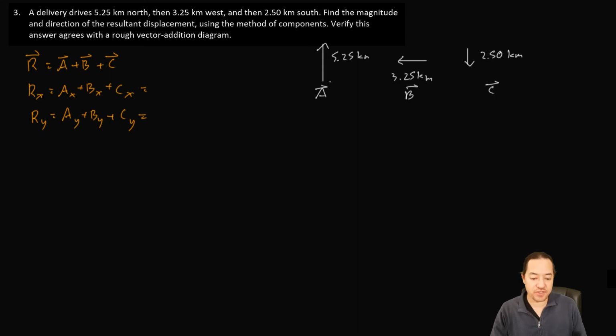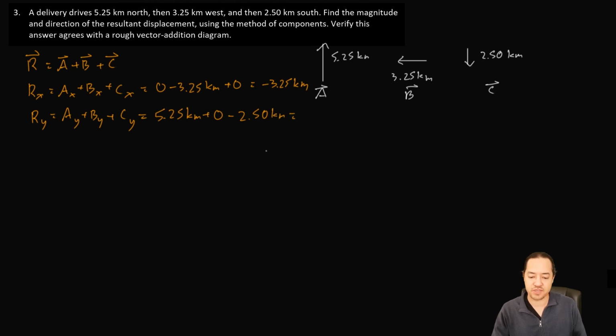So A sub x is going to be 0, right? B sub x is going to be negative 3.25 kilometers, and C sub x is going to be 0. So we've got our component here already for R sub x, and that's going to be negative 3.25 kilometers. Good, not too bad. In the y direction, A sub y is going to be positive 5.25 kilometers. B sub y is going to be 0, and C sub y is going to be negative 2.50 kilometers.